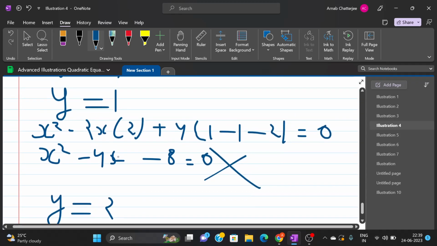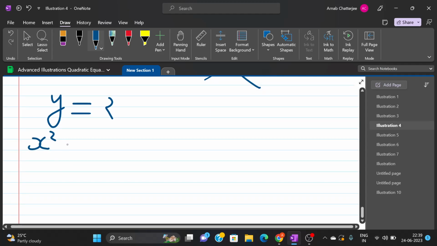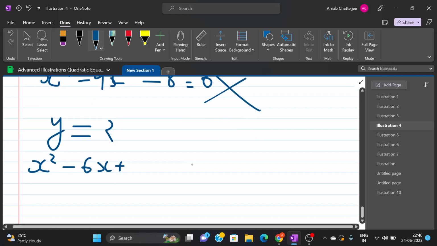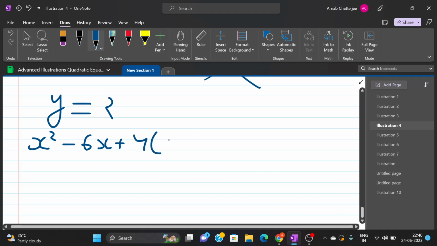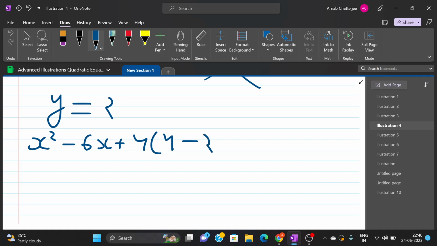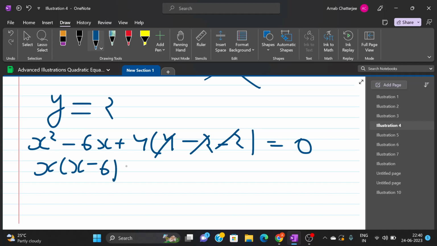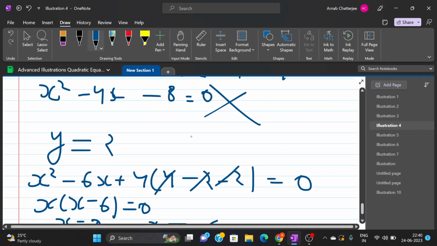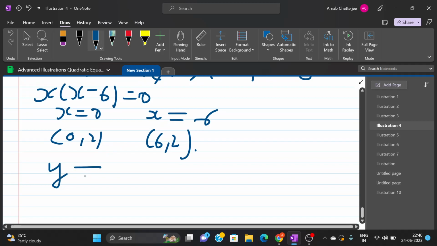Now we put y equal to 2, and for that we will get x square minus 6x plus 4 times y square minus y minus 2. So y square is 4 minus 2 and minus 2 equal to 0. So this all cancels and we have x times x minus 6 equal to 0. So we have x equal to 0 and x equal to 6. So again we get two integer pairs, 0 and 2, and 6 and 2, right? And now finally we put y equal to 3.